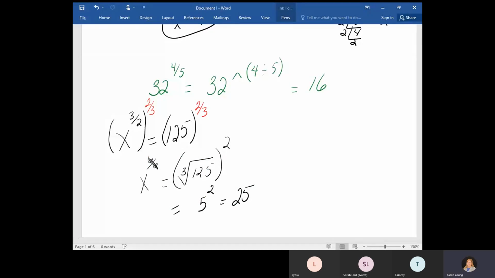How do you know what goes in the index? The bottom number. Before you flip it? After you flip it. So you like the word index, so I'm going to put index under here. So that's your index.